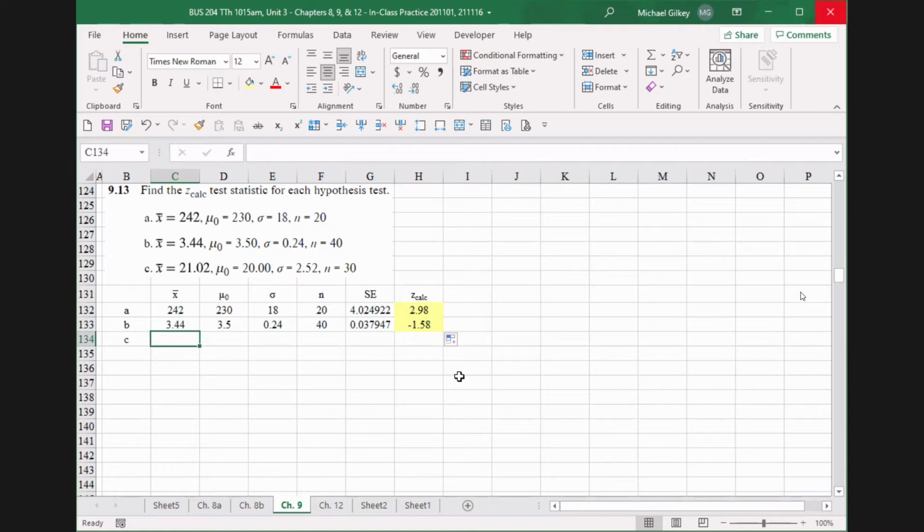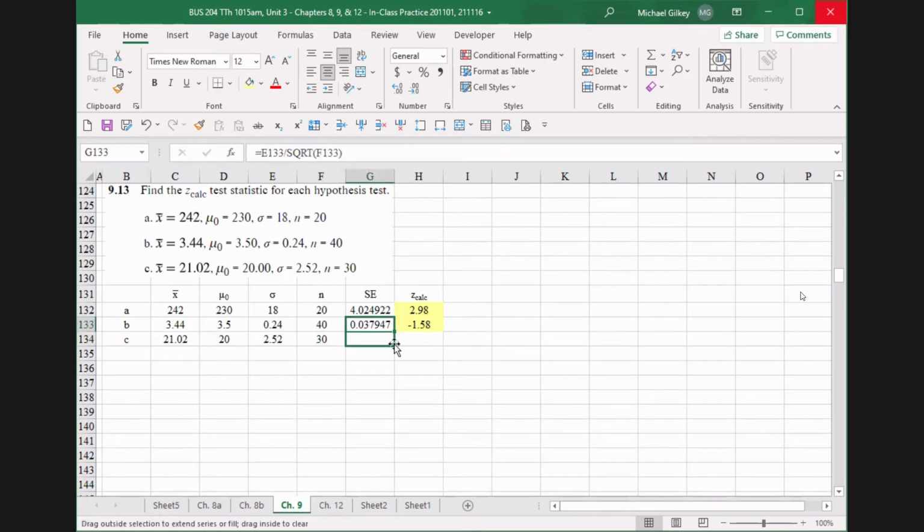And then the last one, 21.02 is our sample mean. Our hypothesized value is 20. Our population standard deviation is given as 2.52, and we have a sample size of 30. So what do we do first? Find the standard error. Find the standard error.